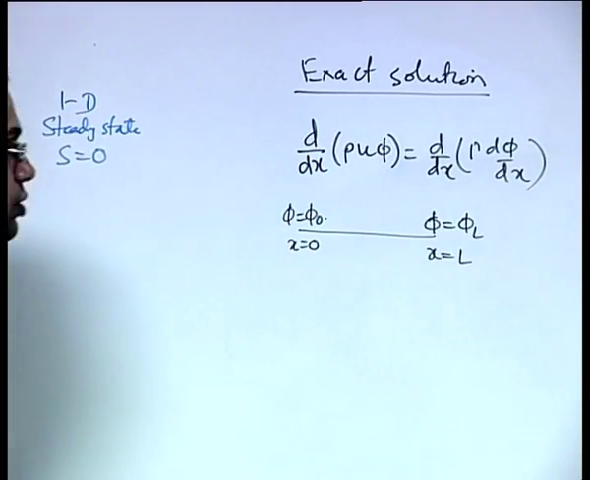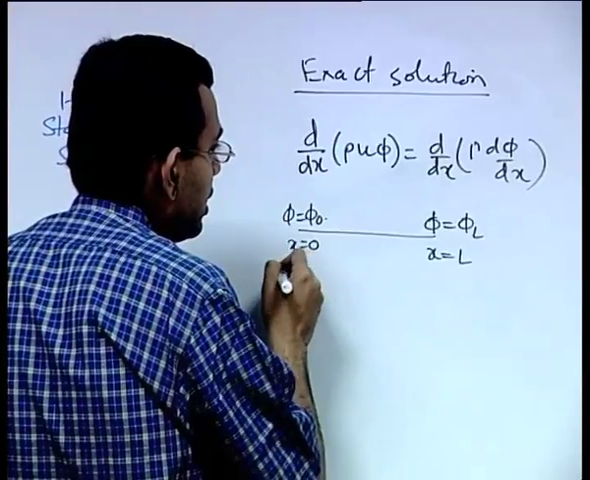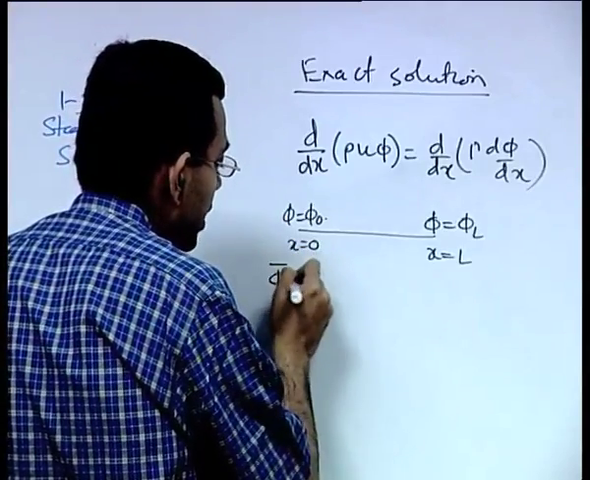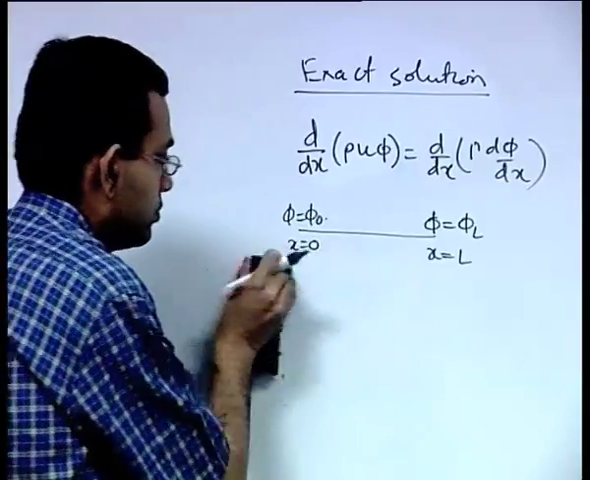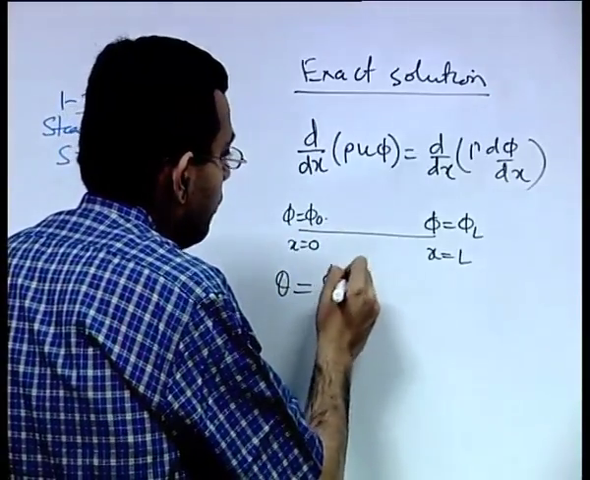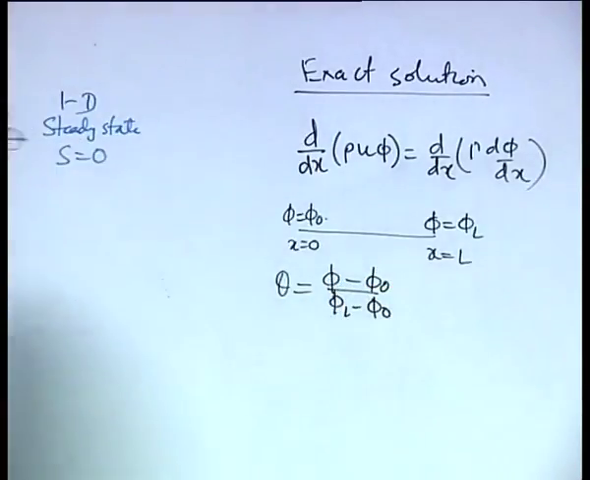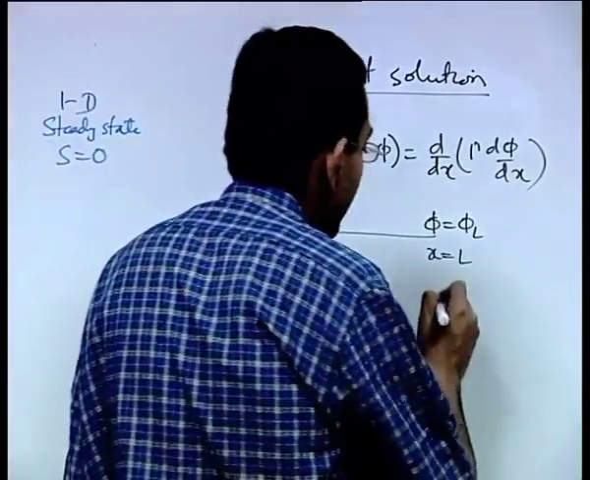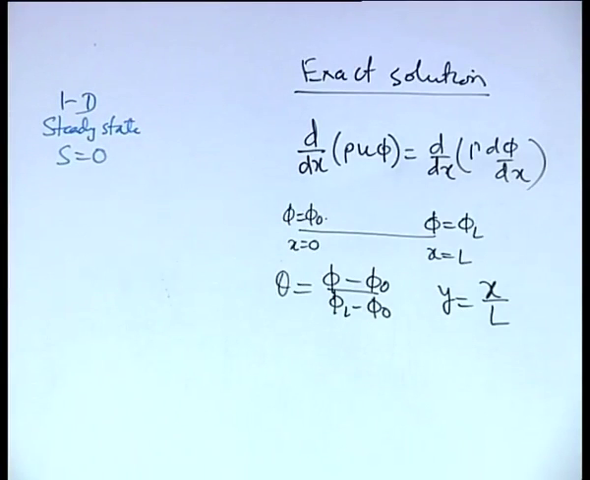It may be convenient if we rescale the variables. Let us define a new variable, say phi bar or maybe theta, equal to (phi minus phi 0) by (phi L minus phi 0). In this way you can have a scaled variable which is constrained to be between 0 and 1, and a new variable y as x by L, that is constrained between 0 to 1.